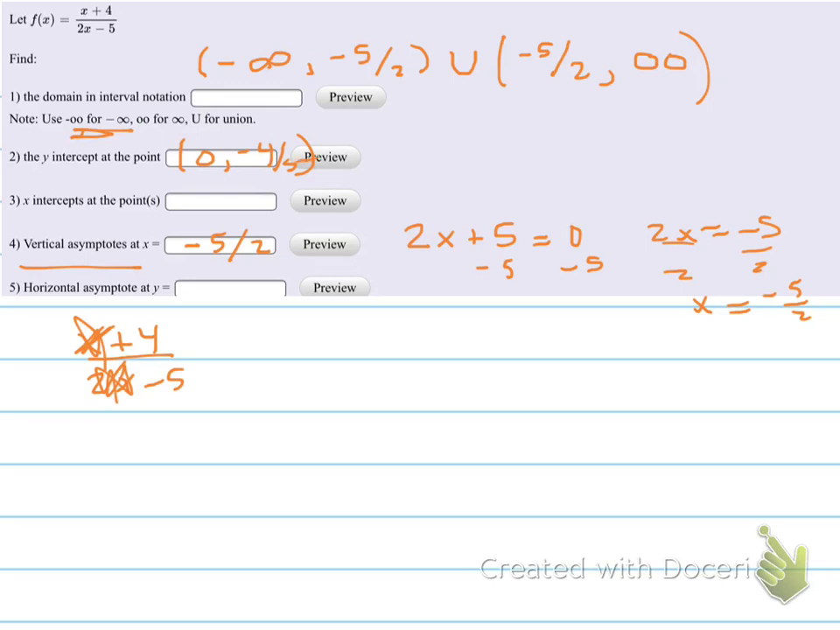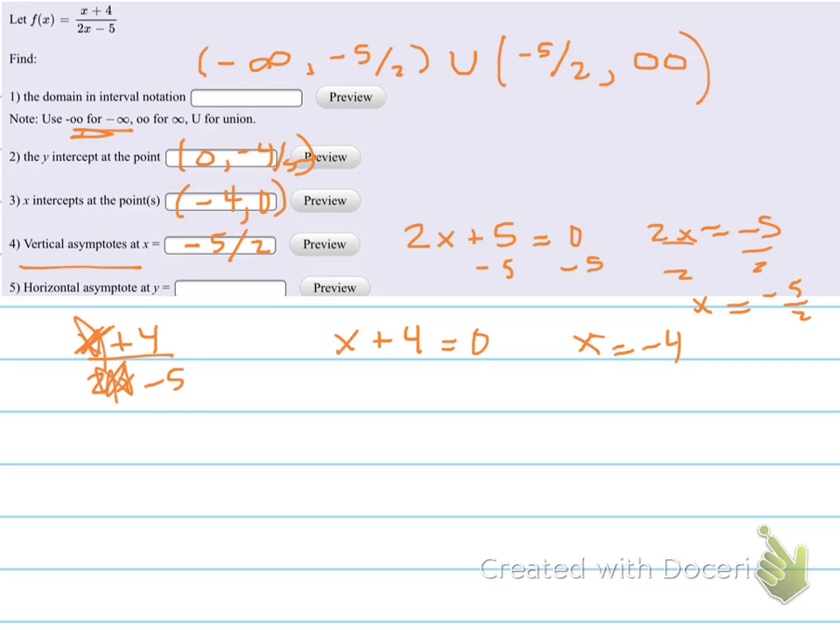And then the x-intercept is at the point where the numerator equals 0. So that's going to be x equals negative 4. So negative 4 comma 0, that's a 4.